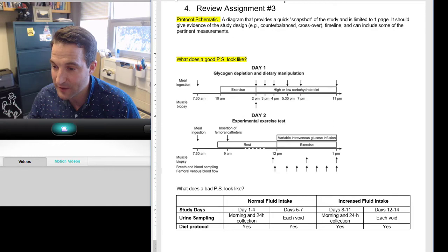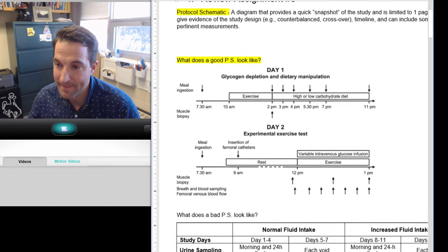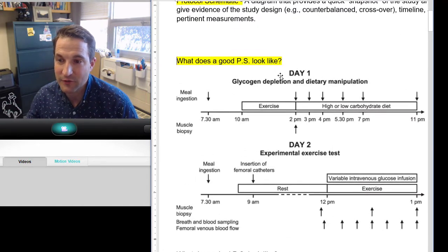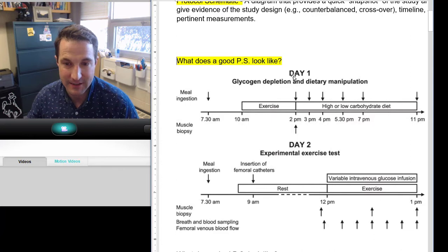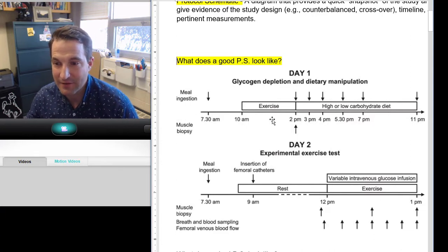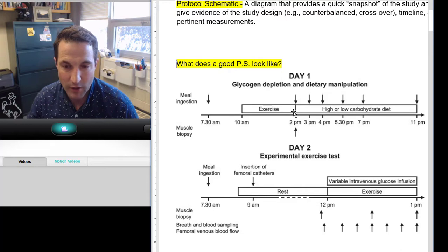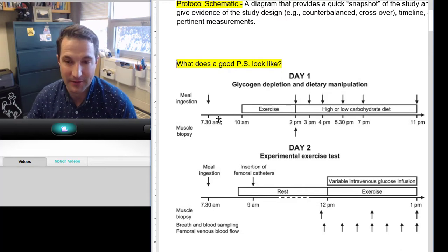If we zoom in on this, right there, we can see this is for an experiment that had 2 different days, okay? And we can see that we have time on our x-axis right here. And what this is going to do is differentiate between day 1 and day 2. What does the timeline look like, and what experiments or measurements happen during that time?